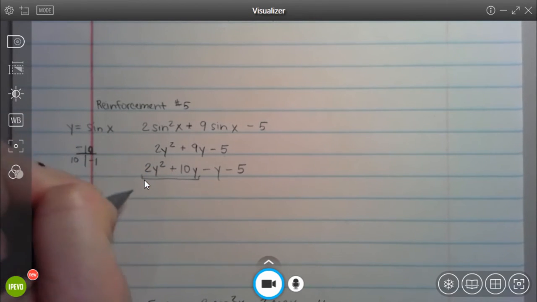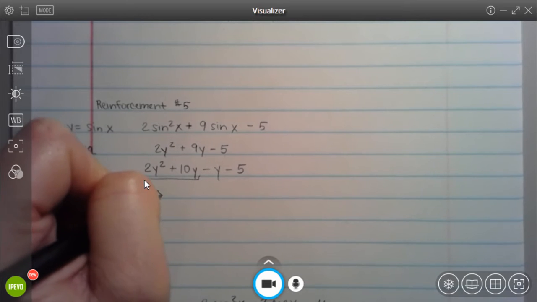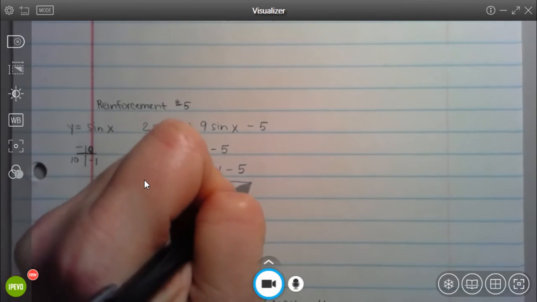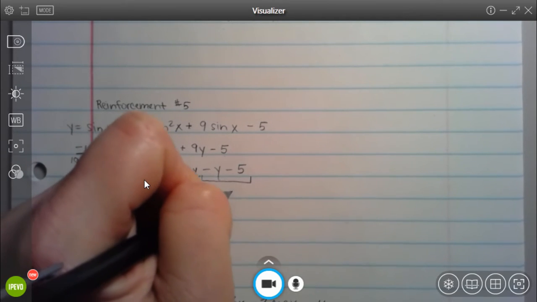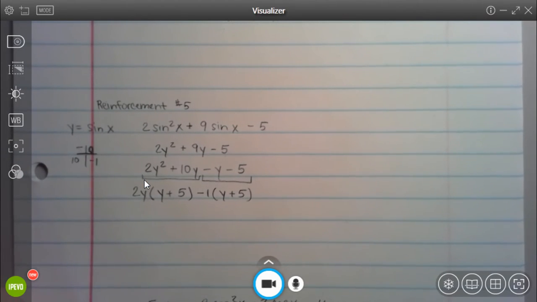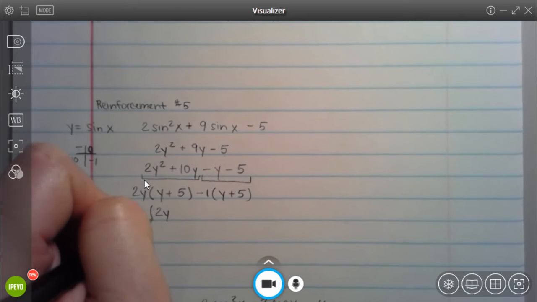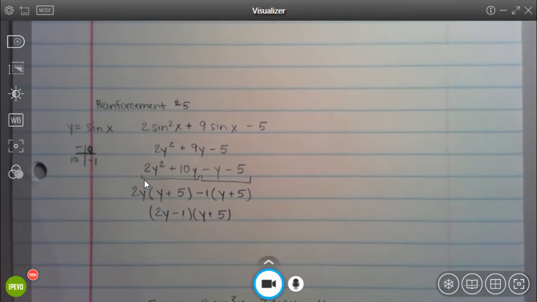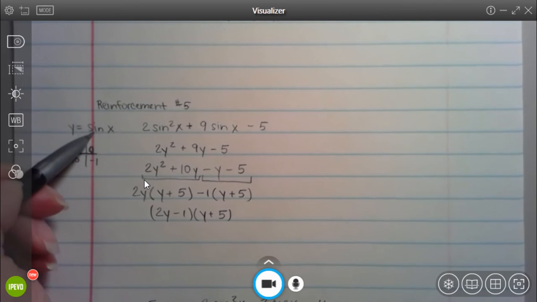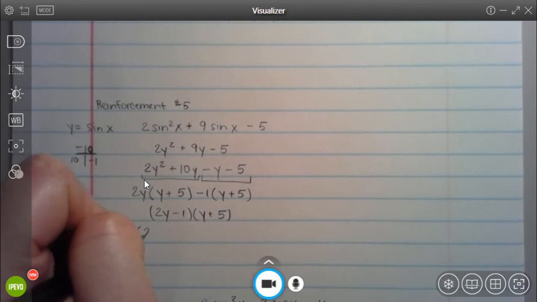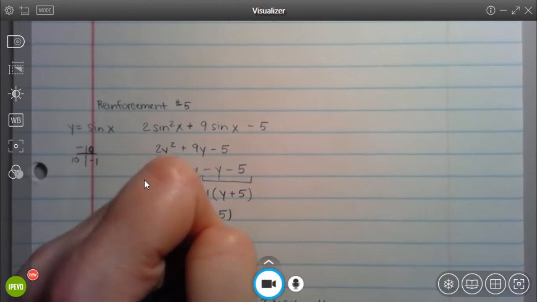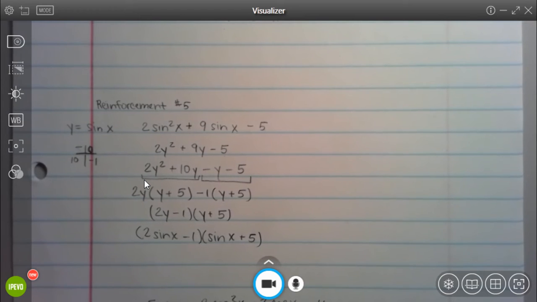So out of these two, we can take a 2y and be left with y plus 5. And out of these two, we can take a negative 1 and be left with y plus 5. So our factorization is 2y minus 1, y plus 5. But remember, y is equal to sine x. So we can plug that back in at the end. If you need to, you might be comfortable factoring with the signs in there, and that's fine too.